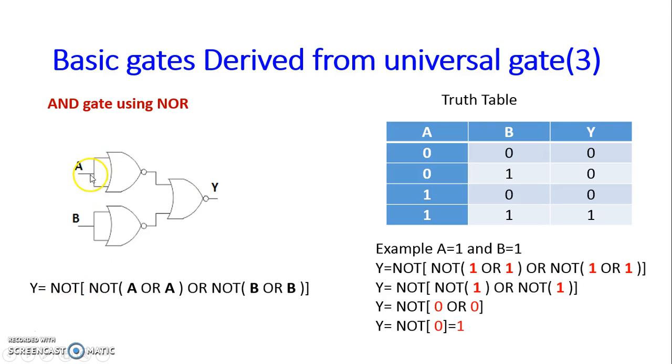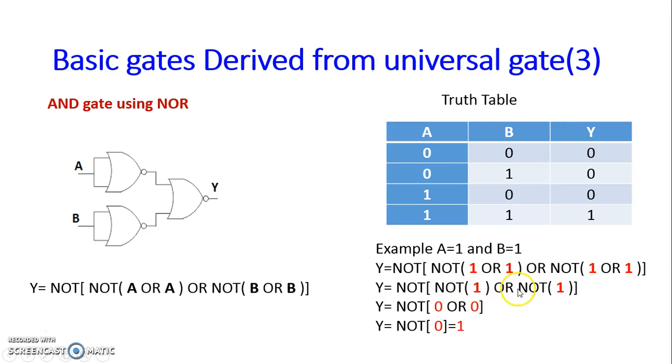Now by giving some input values, we will try to verify our truth table. For example, A equal to 1 and B equal to 1 is applied to this circuitry. Here we have not of 1 or 1, that is A or A, and here we have not of 1 or 1, that is B or B. 1 or 1 is 1. Similarly, 1 or 1 is here 1.